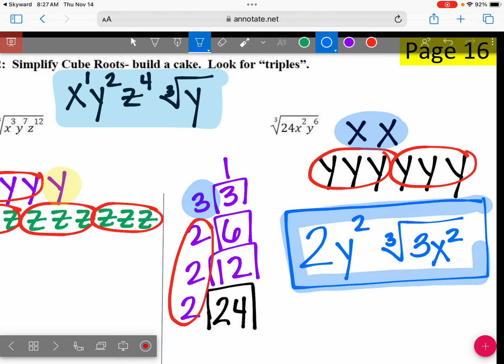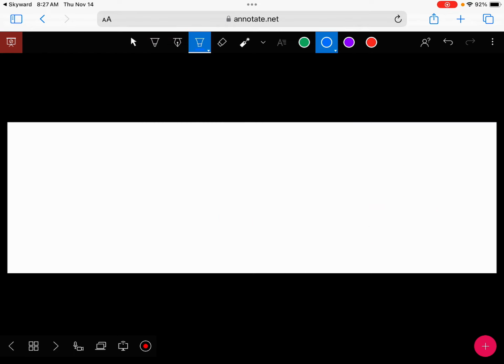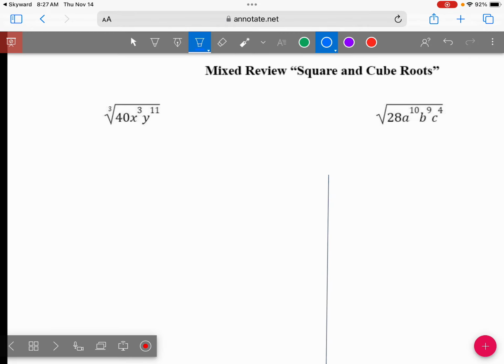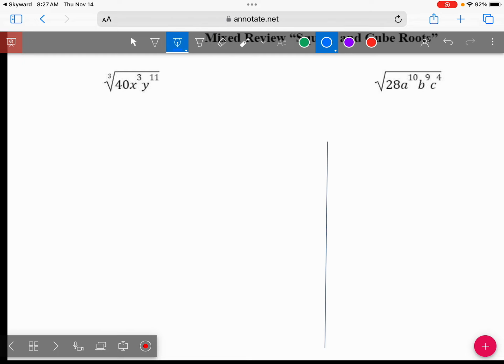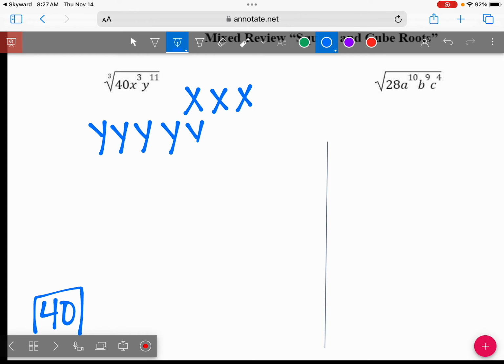All right, so let's go to the very bottom of page 16. We have 2 more. So go ahead and build your cake with the 40. And then circle your groups. Yeah, so I'm skipping down to the very bottom. So we're going to the bottom. The last 2, the very last 2 at the bottom of page, what is this, page 16?